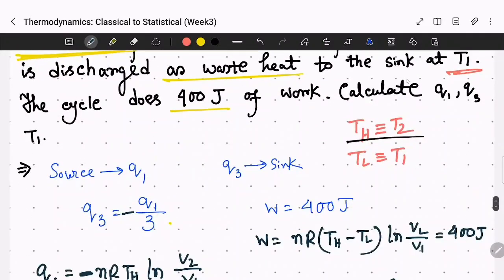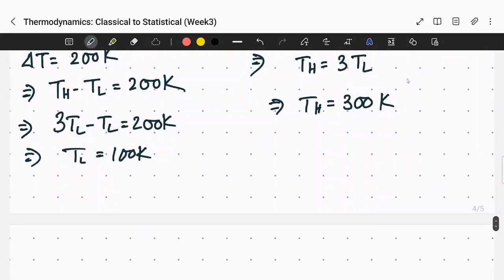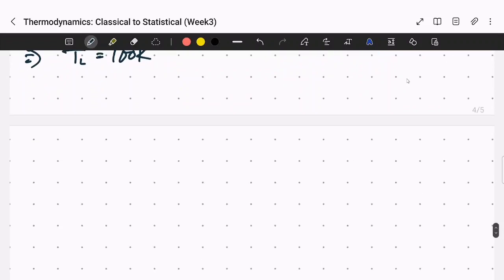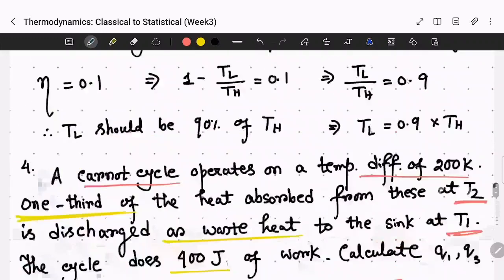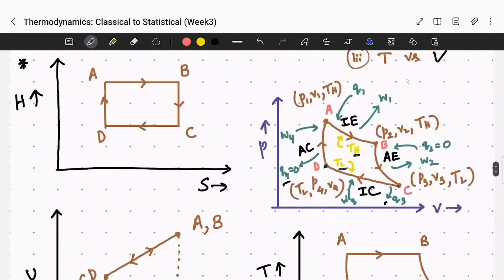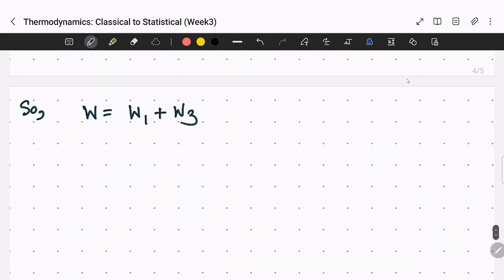Just think. W we know. Again focus on W. What was W here? W is W1 plus W2 plus W3 plus W4, right? And if you remember, W2 and W4 cancel out, so W1 and W3 were there. So W was basically W1 plus W3. That means Q1 plus Q3 with a minus sign. That is given, 400 joule.